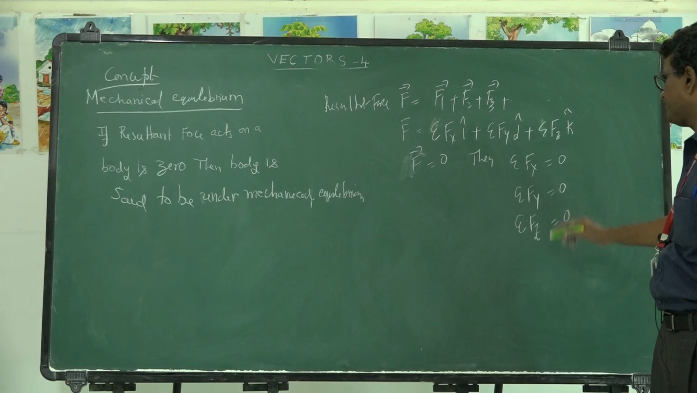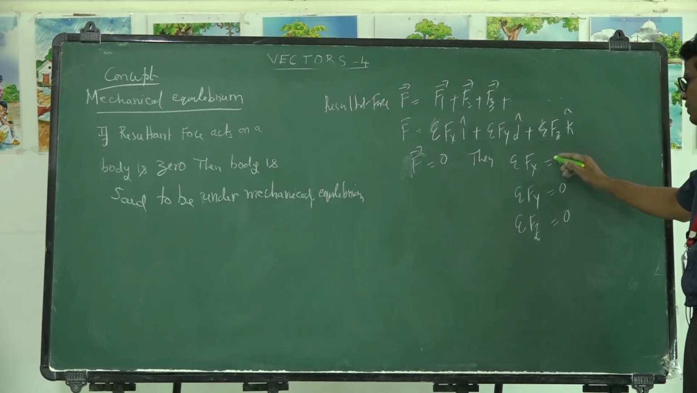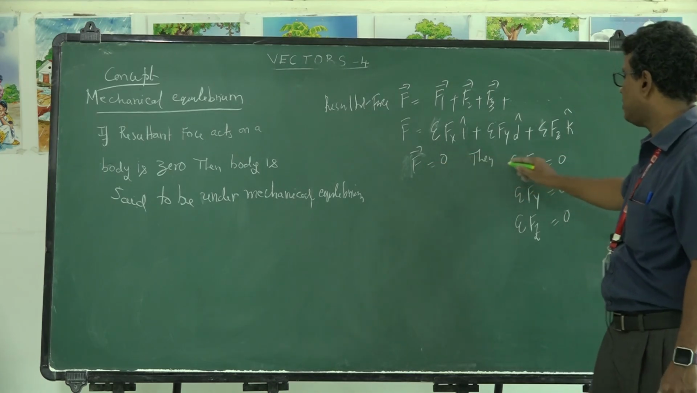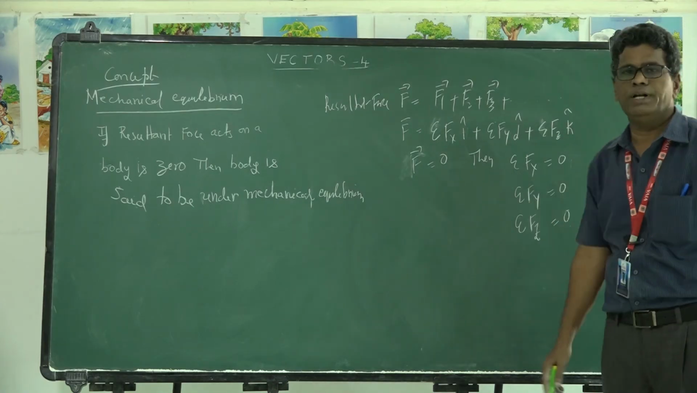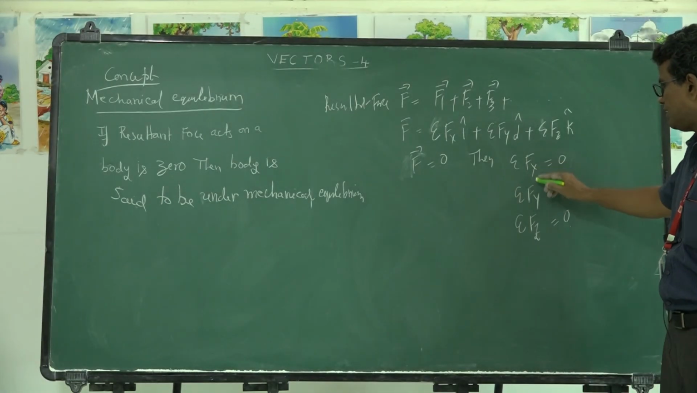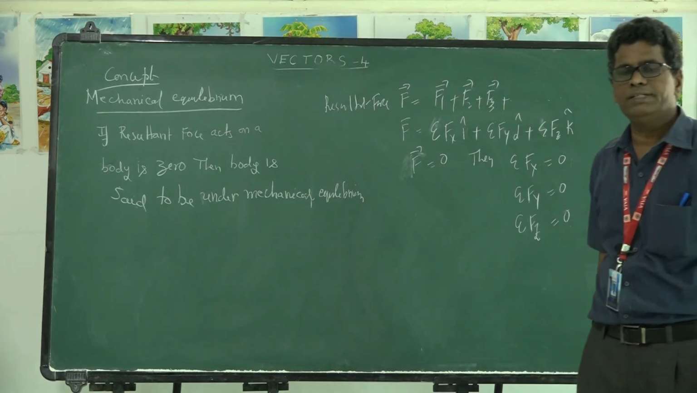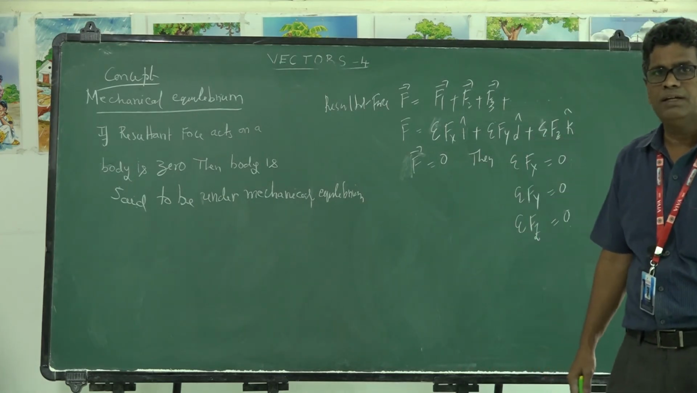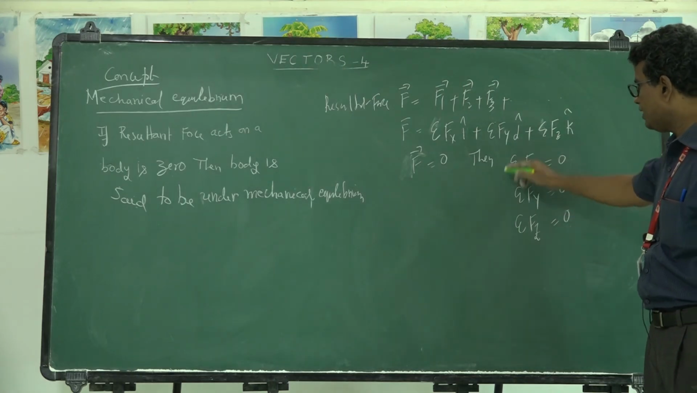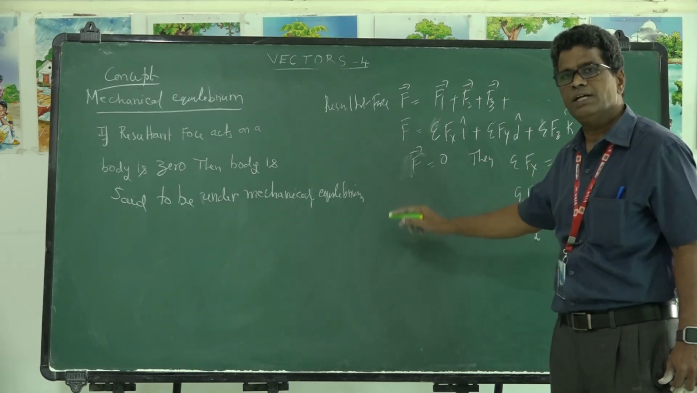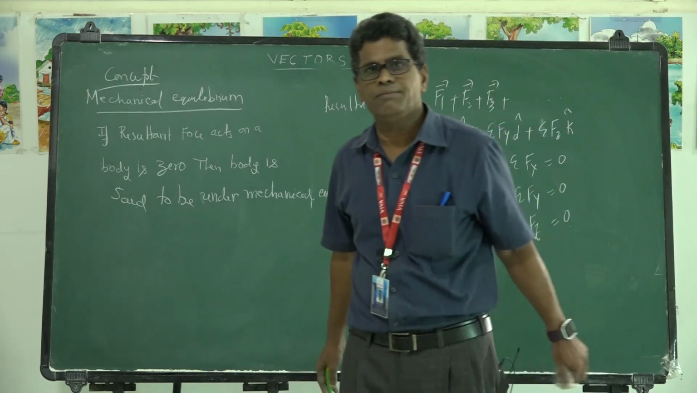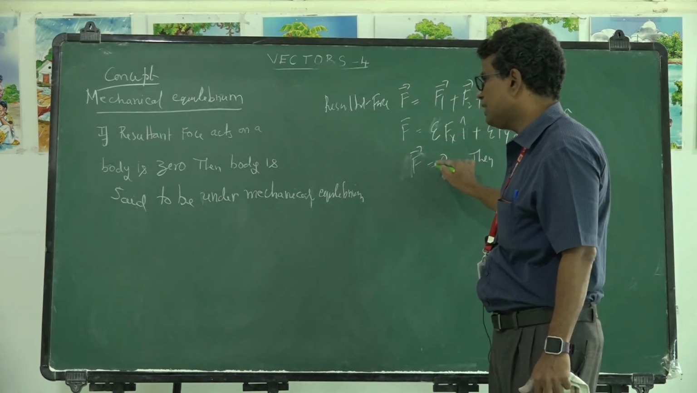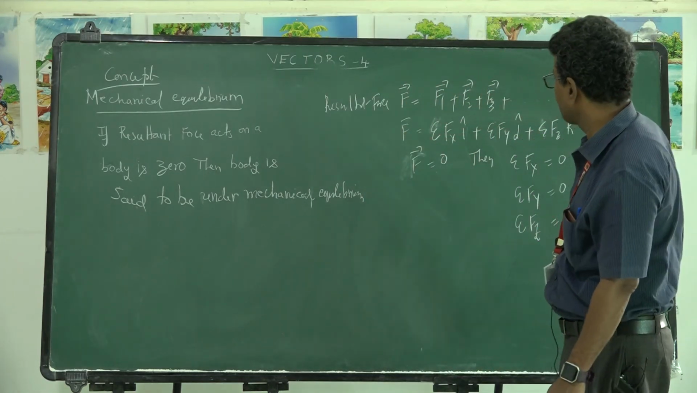So, if a vector is 0, then all its x components, y components, z components should be 0. It should not have non-zero components. All the components of a vector should be 0. If any one of them is non-zero, then the vector is also non-zero. So if it is non-zero, then it is not in equilibrium. If it is 0, then only it is under equilibrium. Okay?